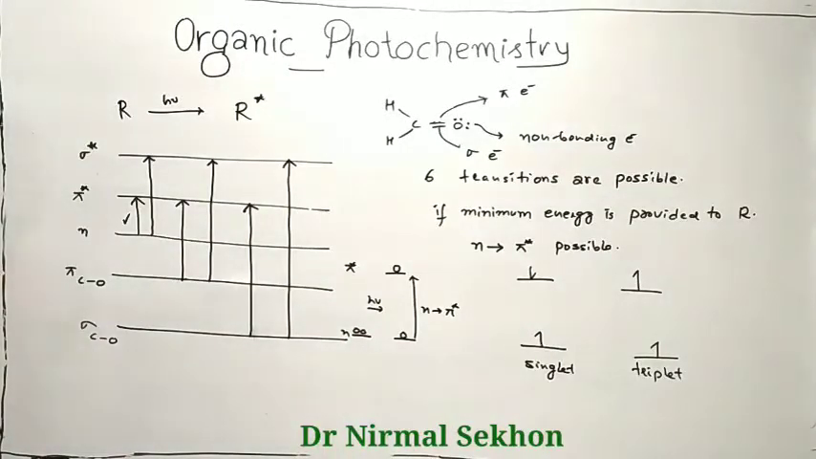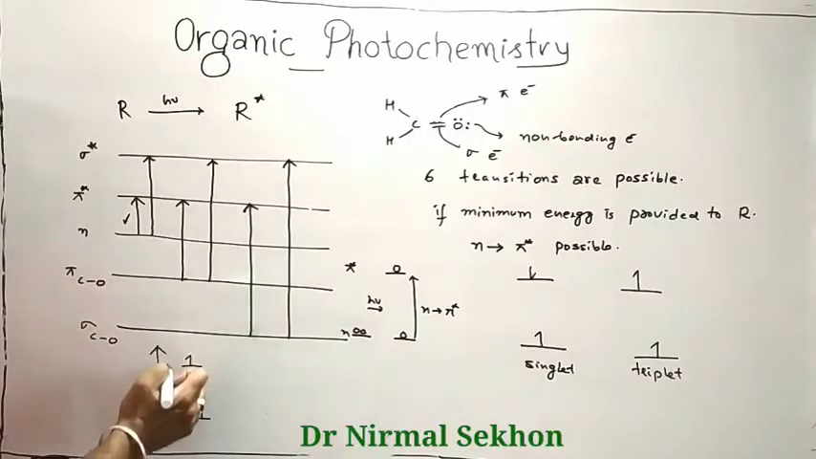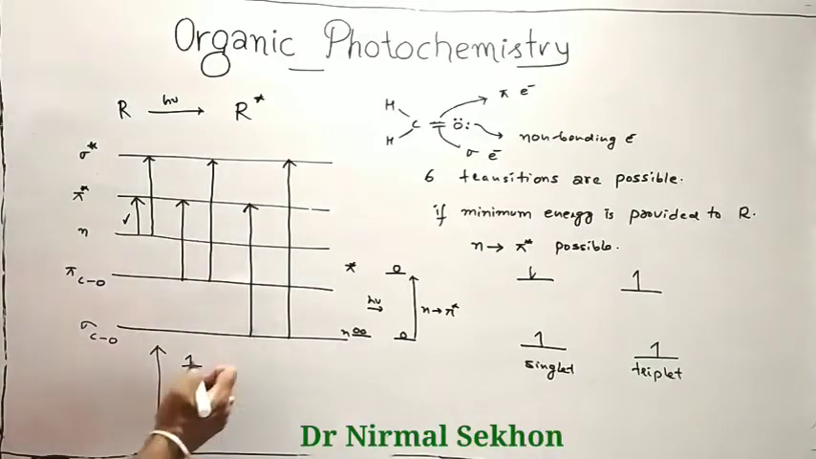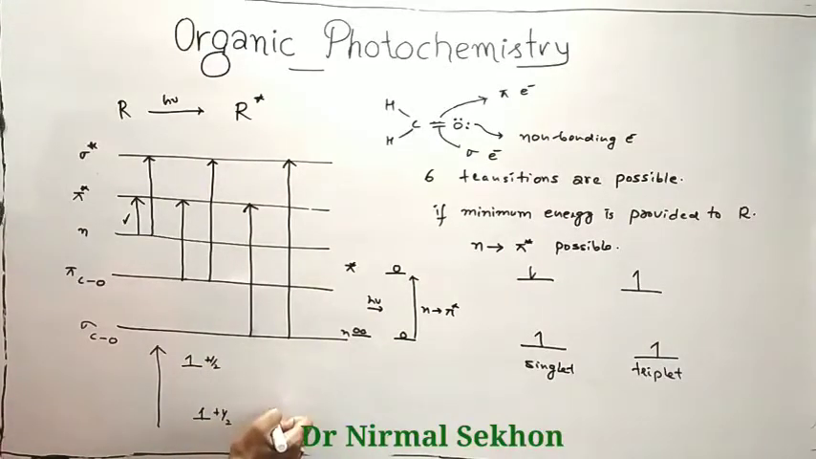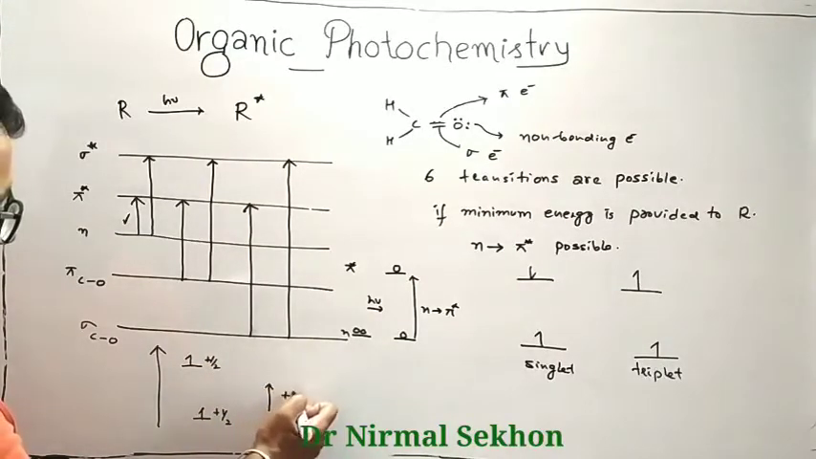The question is, why is it called triplet? So let's see, we have 2 electrons, this and this. This arrow represents the direction of the applied magnetic field. The spin of this is say plus half, the spin of this is say plus half. Overall spin is additive, so it becomes plus 1.